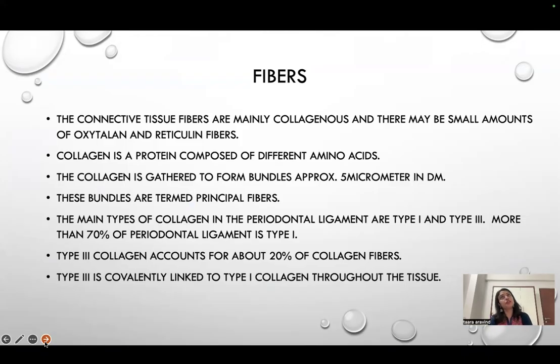Now we move on to the fibers. The connective tissue fibers are mainly collagenous, and there may be small amounts of oxytalan and reticulin fibers. Collagen is a protein composed of different amino acids. Small collagen fibrils are gathered to form bundles, and these bundles of the periodontal ligament are known as the principal fibers. The main types of collagen in the periodontal ligament are type 1 and type 3. More than 70% of periodontal ligament collagen is type 1 and 20% is type 3.